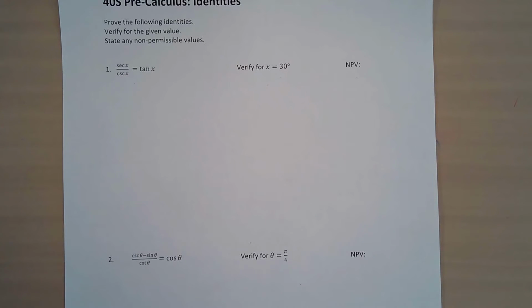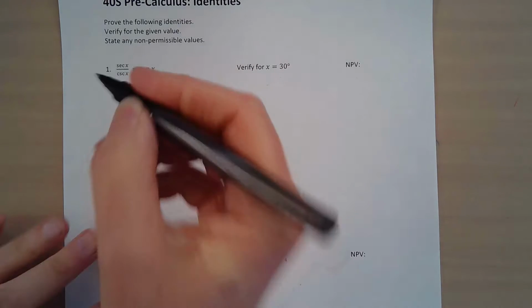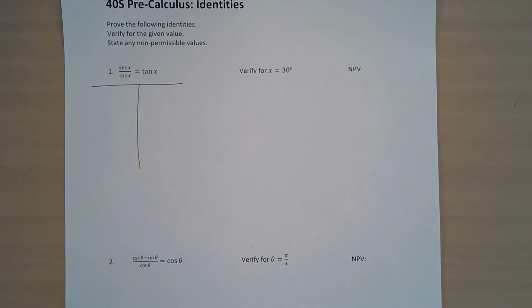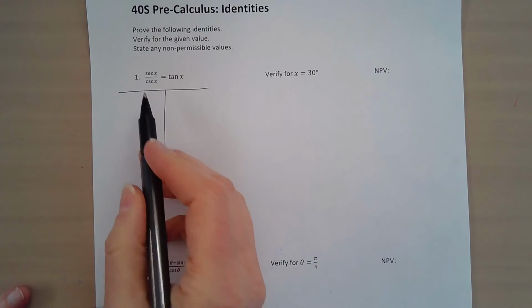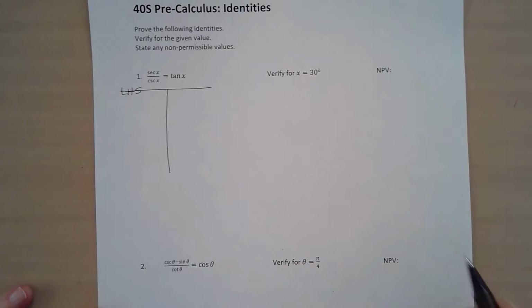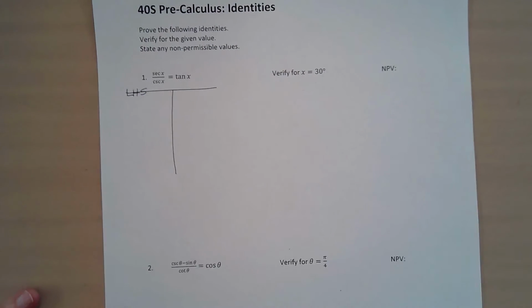To prove an identity means I can't use any angle measure. I have to do it totally theoretically, and my goal is to show that the left-hand side is identical to the right-hand side. So usually we do a T-chart, and the T-chart forces you to separate the sides. It's not solving an equation, so you can't move terms over from one side to the other. I think I'm going to start with the left-hand side again, just because there's more for me to work with on the left-hand side.